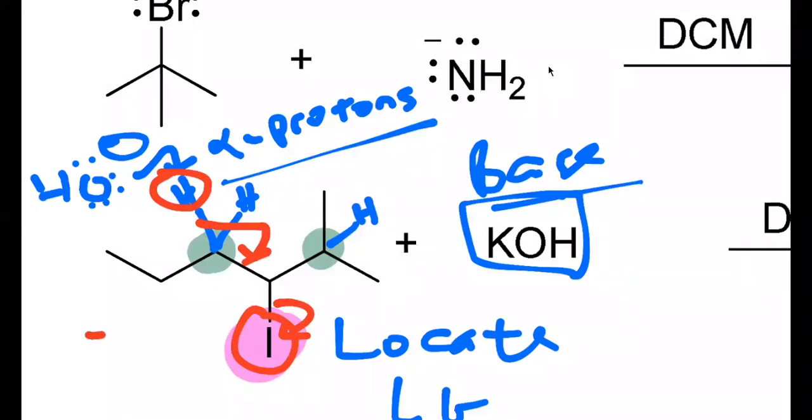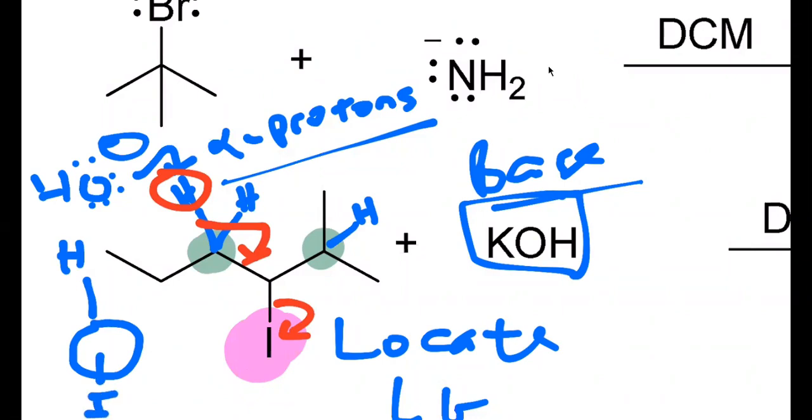If I draw a Newman projection for that, hopefully y'all remember that from organic 1. Let me pick a different color. So the Newman projection will look like this, where the hydrogen is here, and then the iodine is here. And I'm gonna draw it staggered. Right? So the iodine is always gonna be opposite from wherever that alpha hydrogen is. That's what the anti-periplanar geometry looks like.